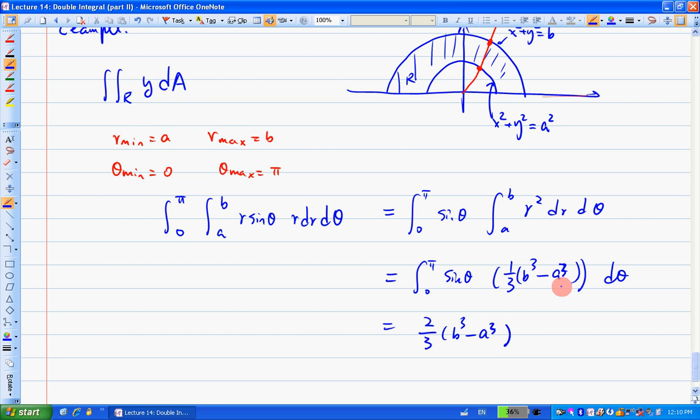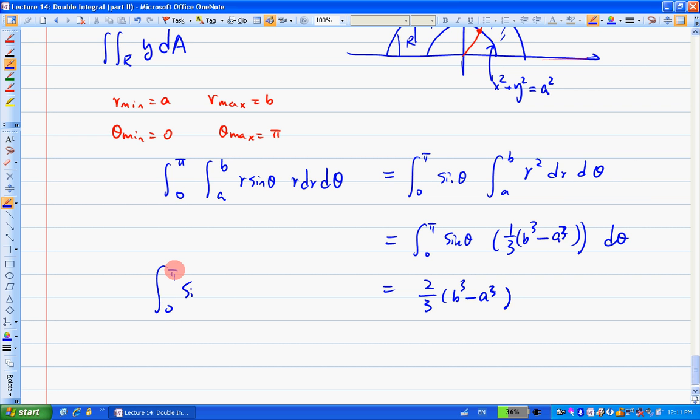Is that clear? The integral of sine theta equals negative cos theta from 0 to pi, right? So that equals negative cos pi minus cos 0. And that equals negative 1 minus 1, right? Negative 2.